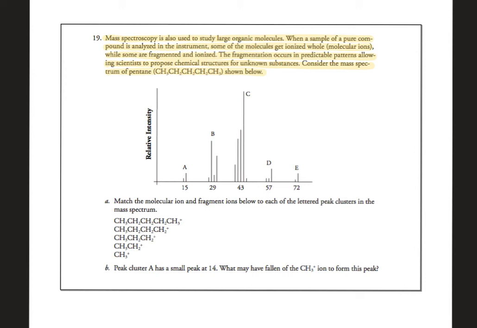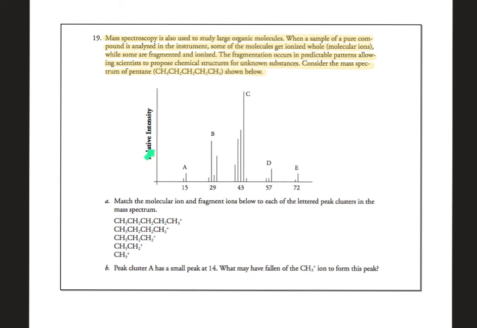Consider the mass spectrum for pentane. So these are carbon bonded to 3 hydrogens, bonded to another carbon with 2 hydrogens, bonded to another carbon with 2 hydrogens, bonded to another carbon with 2 hydrogens, bonded to another carbon with 3 hydrogens. So this is like a chain of carbons, all with hydrogens hanging off. Match the molecular ion and fragment ions below for each of the lettered peaks.